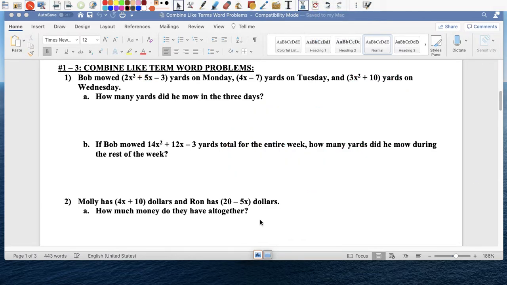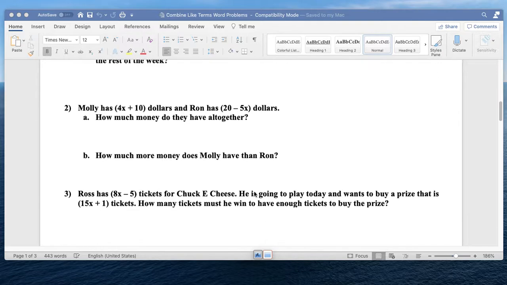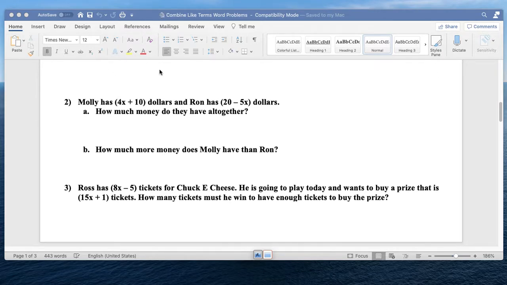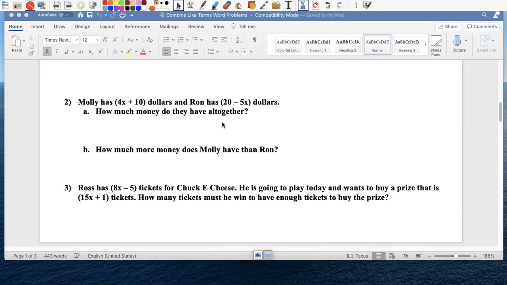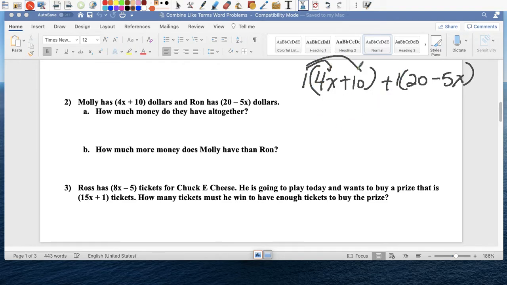So question 2, we sort of did it in class. Molly has this many dollars. Ron has this many dollars. How much money do they have together? So we're just going to add. Molly has this much, Ron has this much. Let's add them. Pretend there's a 1 here, right? The distributive property. It's a positive 1, so when it's positive outside, that's nice because it's just the same thing.